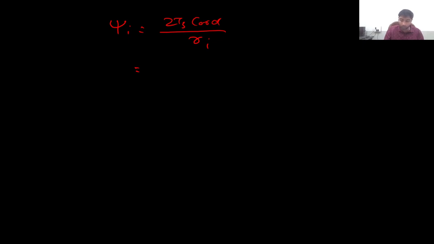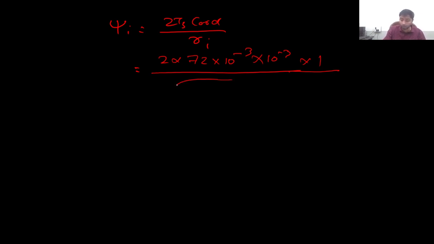Okay, so twice Ts cos alpha: 2 into the value of Ts, which is given as 72 in millinewton, so that's going to be 10 to the power minus 3. We'll convert it to kilonewton, so again multiply 10 to the power minus 3. Cos alpha is 1, and the value of Ri which we have obtained, we can put here.